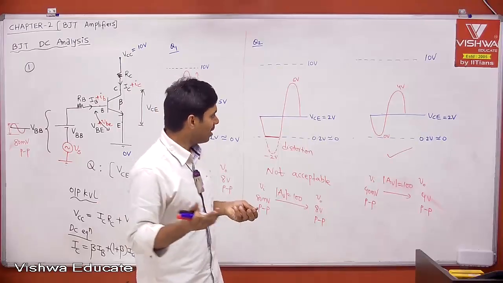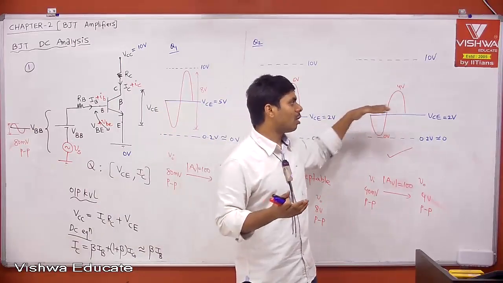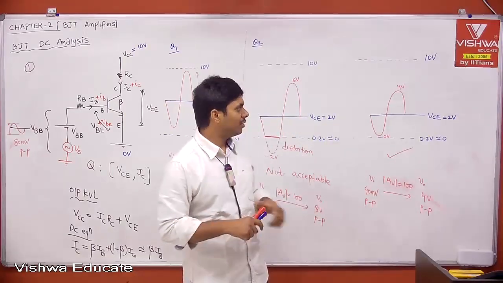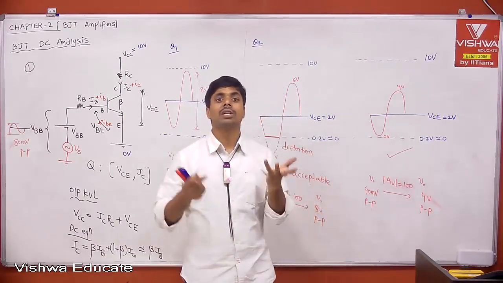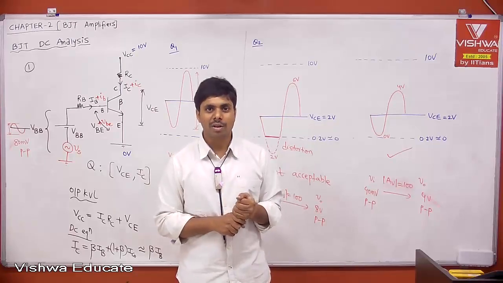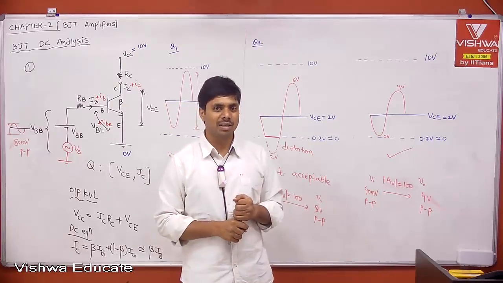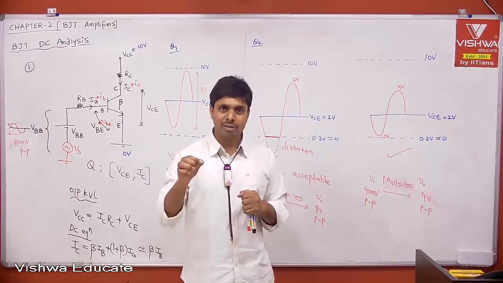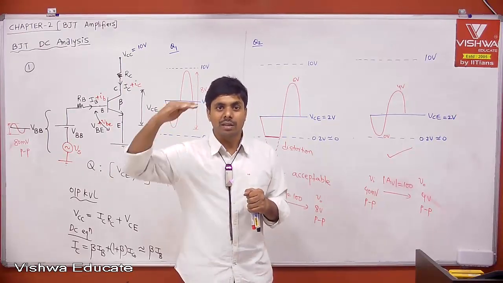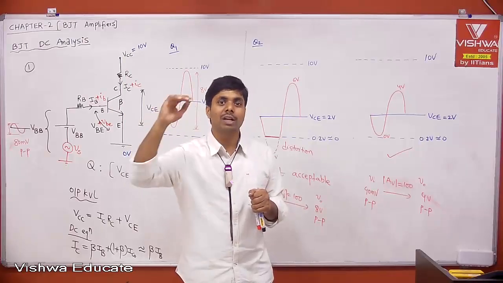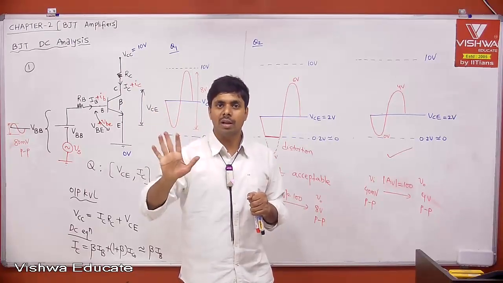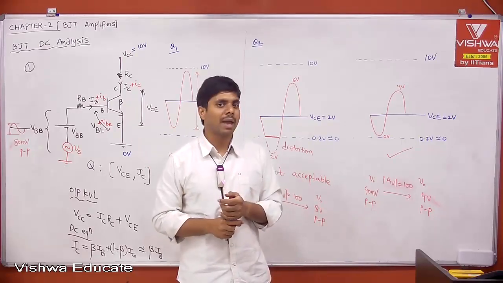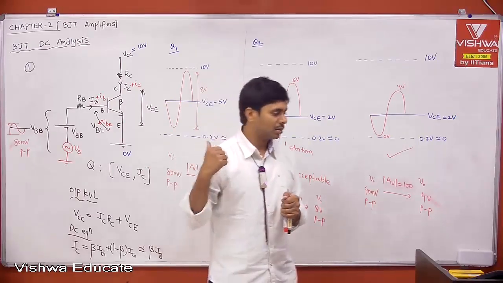Therefore, whatever operating point you set, that operating point should be stable. If that operating point is not stable, then you may see distortion which is not in your control. You understand the point? That's why we want Q point stability. Not only keeping the transistor in the required region, which is the active region, but after keeping it there, that operating point should be stable. If it is not stable, after the design you will see distortion, which is not acceptable at all.